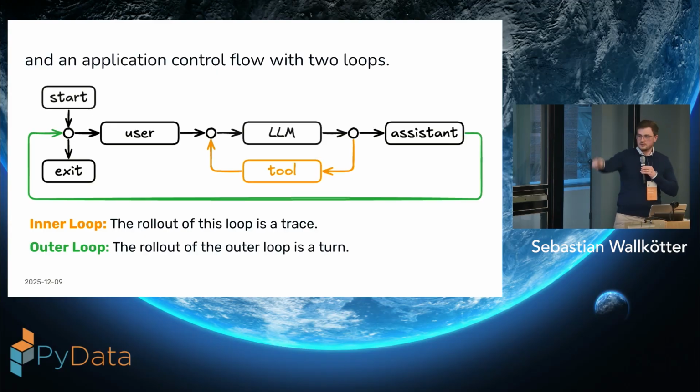The outer loop is much easier to explain. That one is the turn loop, because it is one turn of our conversation. We start with the user, then the agent replies, and now it's the user's turn again. And that loop accumulates history.